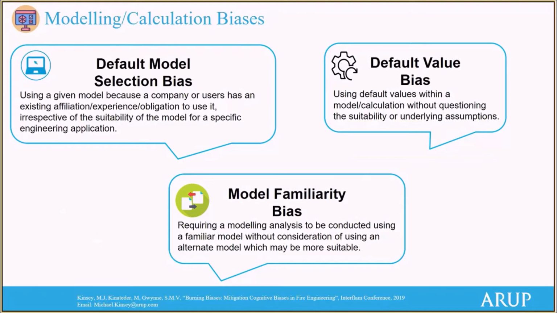But there may be more appropriate models that could be used for a given item of work. Whilst using the model, we may exhibit default value bias. So this is using the default values in a model or a calculation without questioning the suitability. A lot of the time models may be picked up and people just want to build the model and run it, and they perhaps don't consider if the default values are appropriate. We also have model familiarity bias. Sometimes we see this on projects where an approver may say, I want you to do your modeling in this model because I'm familiar with it. And it can be challenging to use a model that they've never seen before. So this is model familiarity bias.